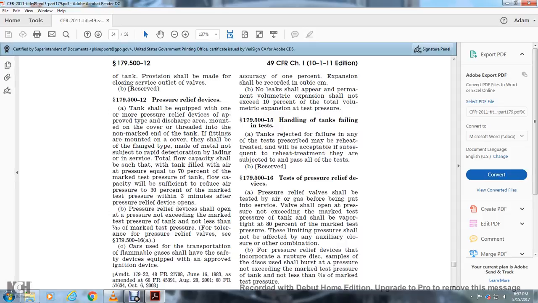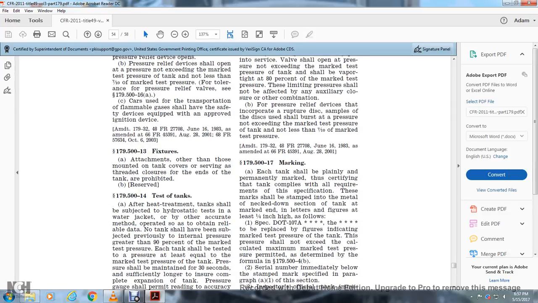179.516A. The cars used for transportation of flammable gases shall have safety devices equipped with an approved ignition device. 179.513 Fixtures. Attachments other than those mounted on the tank cover, surfacing thread closure for the ends of those tanks, are prohibited.